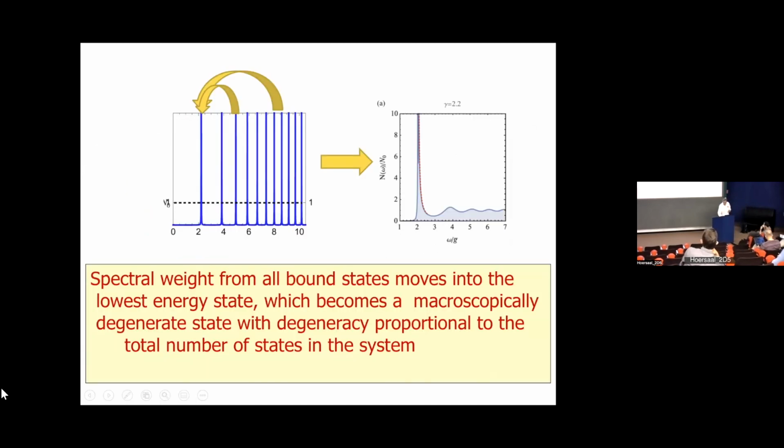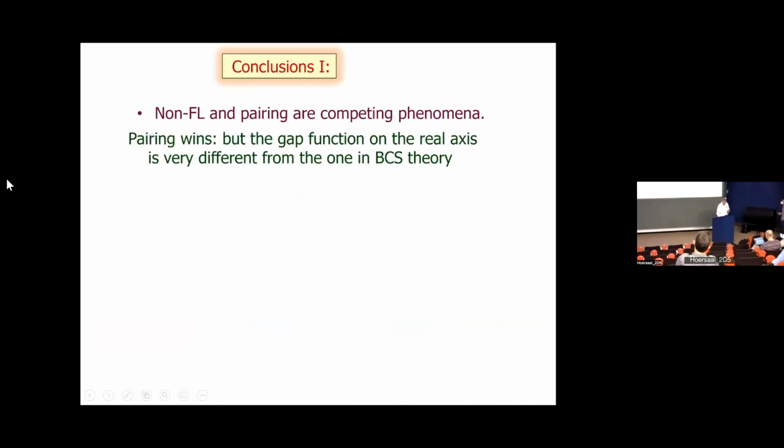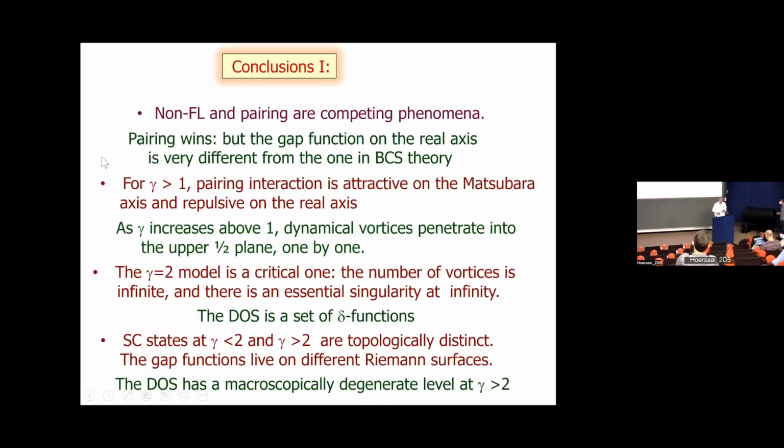And instead of saying many words here, basically what happens is that you take all these delta functions, and when gamma is larger than 2, spectral weight from all the delta functions goes into just one peak, which acquires spectral weight from all delta functions. And this is how it becomes a macroscopically degenerate state, which completely changes the game. And the larger gamma is, the more states go into this level. And I already showed this, and I said that I have only time for the conclusions of part 1.